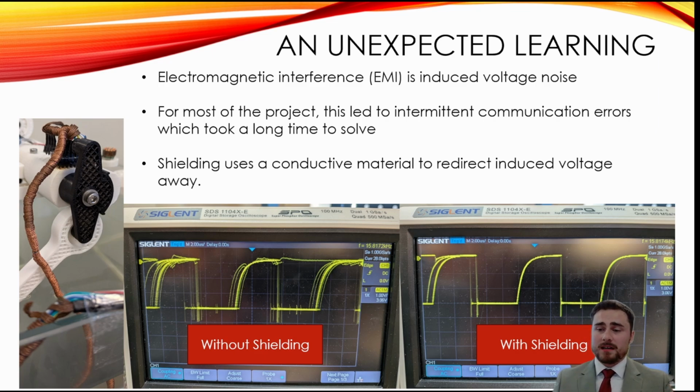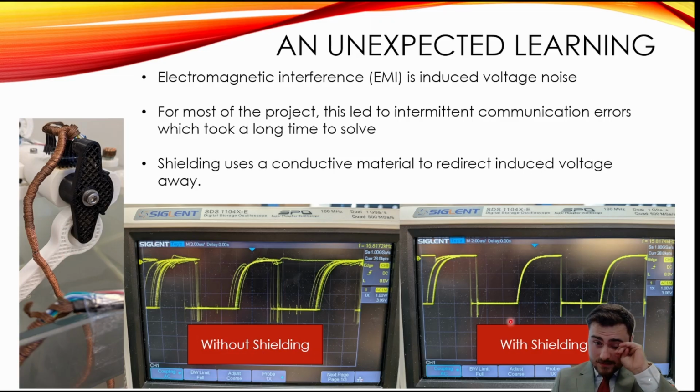But the EMI could be mitigated using shielding, which is a conductive material, to enclose the sensitive wires and redirect the induced voltage away. So as seen on the left-hand side, I did a kind of makeshift shielding where I wrapped braided copper around my sensitive sensor wires and then connected it to a ground terminal.